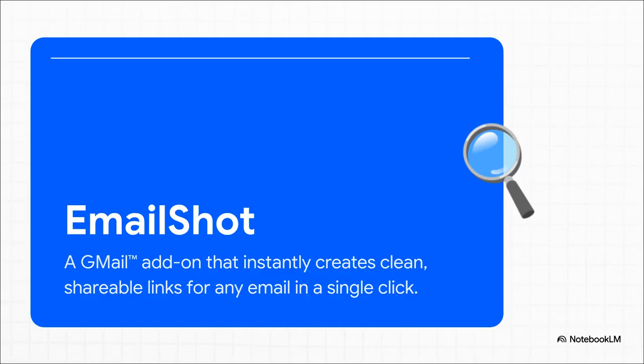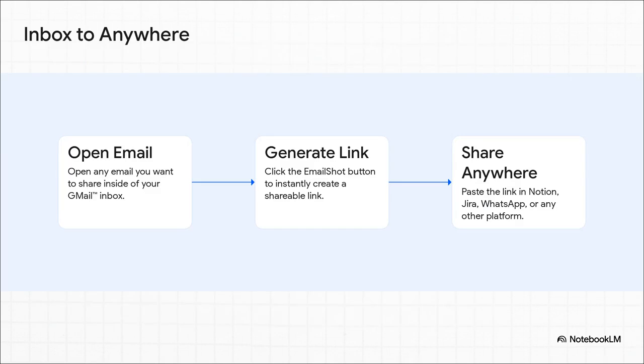And that solution is called EmailShot. The whole idea is just brilliant in its simplicity. Instead of forwarding or taking a screenshot, this tool just plugs right into your Gmail and generates a unique private web link for any email you want. It's clean, it's instant, and it's so simple. And the process itself? It's designed to be practically invisible. You just open an email, click one button, and boom, you've got a link.